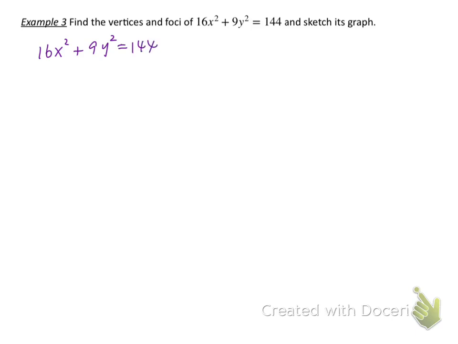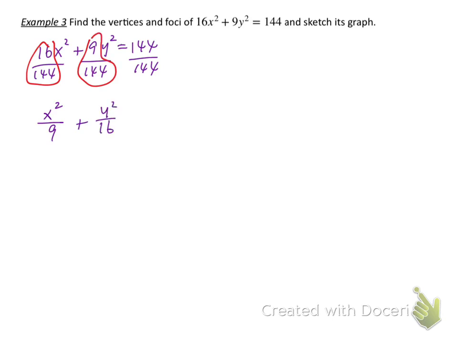Equals 144. So I divide by 144, 144, 144. So the left hand side will be x squared over 9, well, you do the calculation. This part is 1/9 plus this part, you can cancel the 16. Y squared over 16 equals 1.